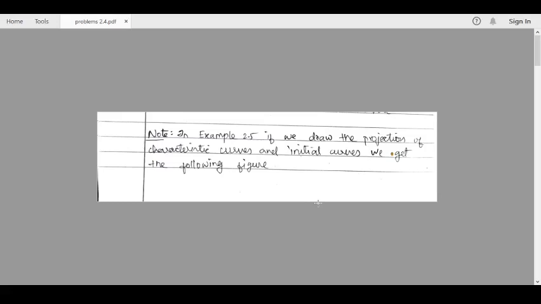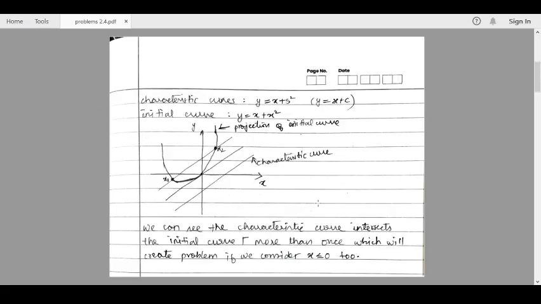Hello dear students. So we will continue with the problems on method of characteristic. So hope you remember that in the last class we have discussed about example 2.5 in which our region was x greater than 0 and we got a unique solution in the neighborhood of the initial curve. Okay. So now we will see the projection of the characteristic curves and the initial curve. We will just draw the figure.